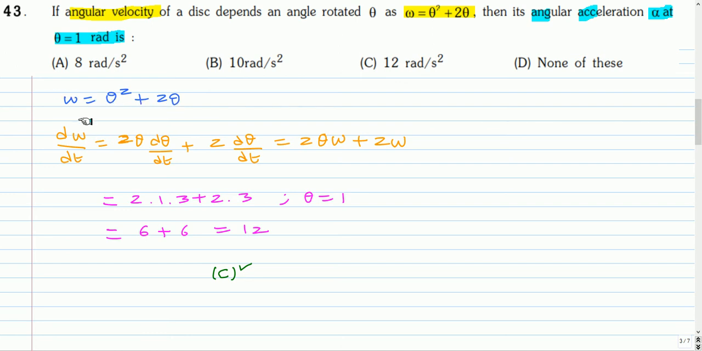If we differentiate with respect to time, we get d omega by dt equal to 2 theta d theta by dt plus 2 d theta by dt, and d theta by dt is the angular velocity omega. Putting theta equal to 1, we get omega as 3 when theta is 1. Using those values we get d omega by dt as 12, and that is the angular acceleration alpha. So the correct option is option C.